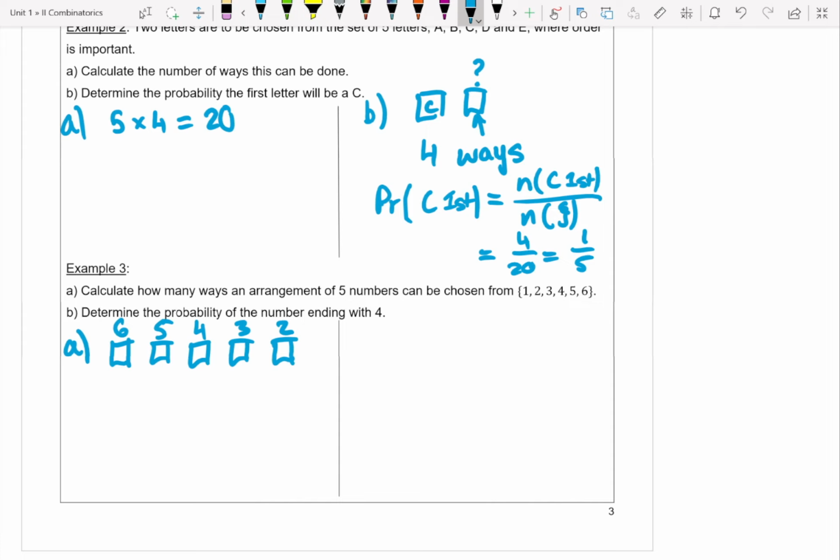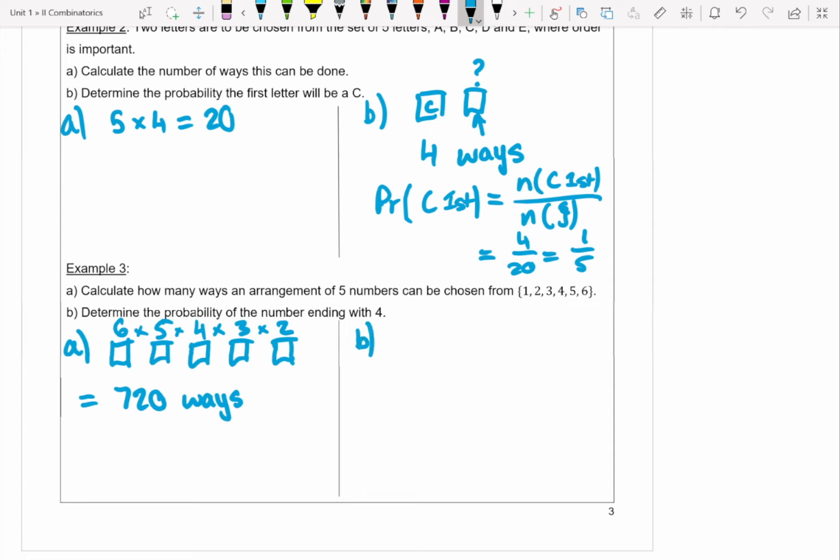Determine the number of ways. To do that, all we're doing is multiplying these 5 numbers together. So 30 times 4 times 3 times 2, that's going to give us 720 different ways.